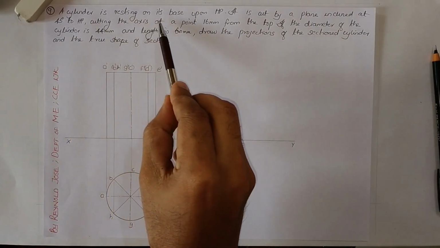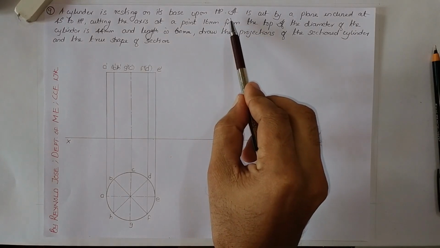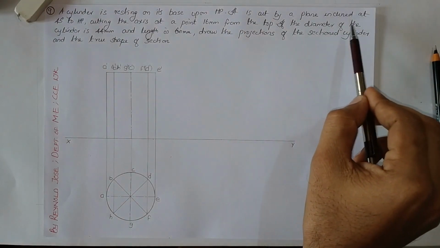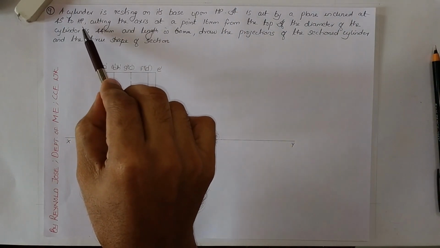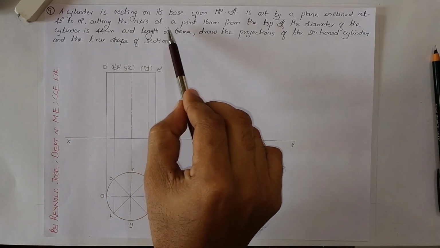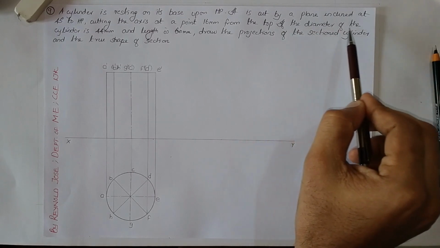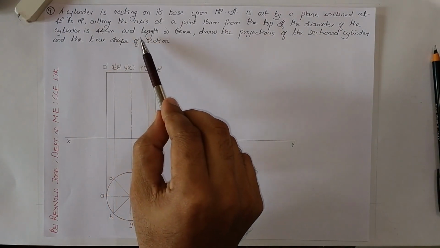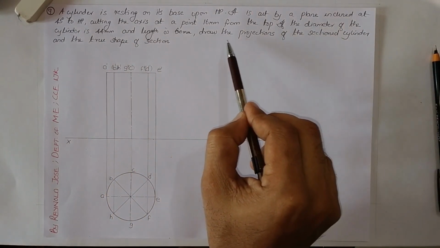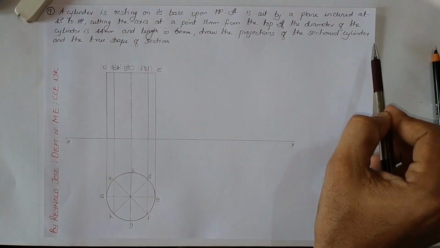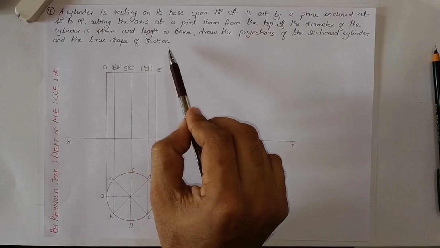A cylinder is resting on its base upon HP. It is cut by a plane inclined at 45 degrees to HP, cutting the axis at a point 16 mm from the top. If the diameter of the cylinder is 44 mm and length is 60 mm, draw the projections of the sectioned cylinder and the true shape of the section.